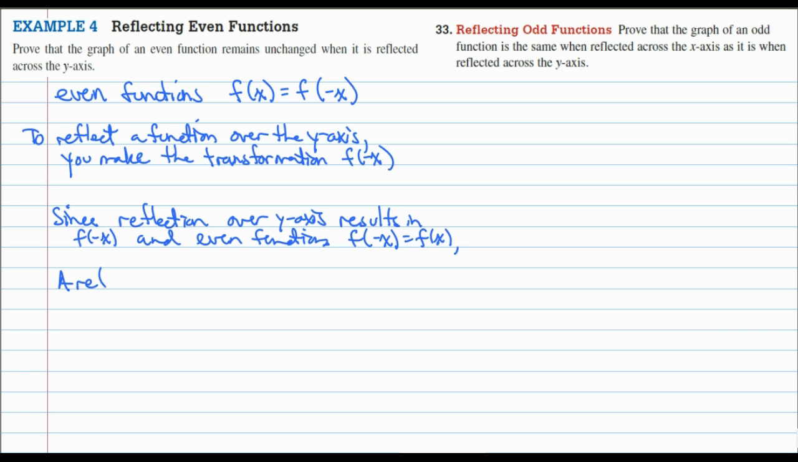a reflection of an even function will have the same outputs.